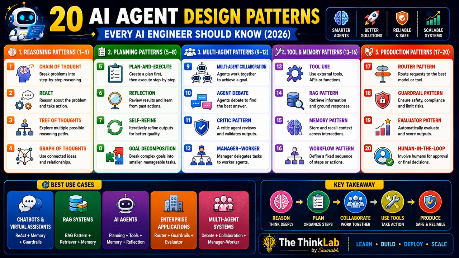Now we are moving to point number 20, human in the loop. Sometimes humans make the final decision. So the AI agent first tries to answer, then a human reviews it before approval. This is very common in healthcare, banking, finance, and legal applications.